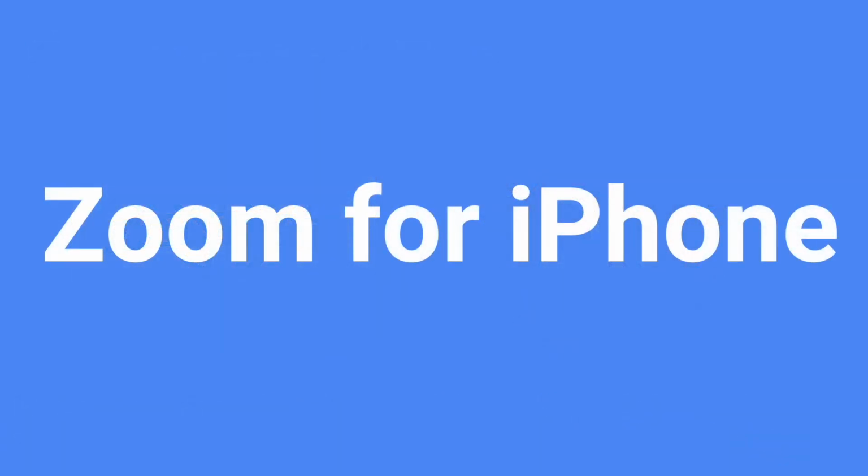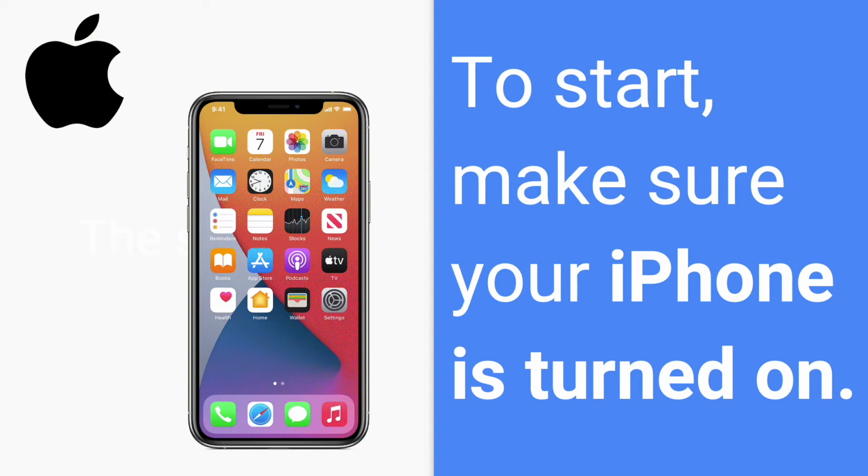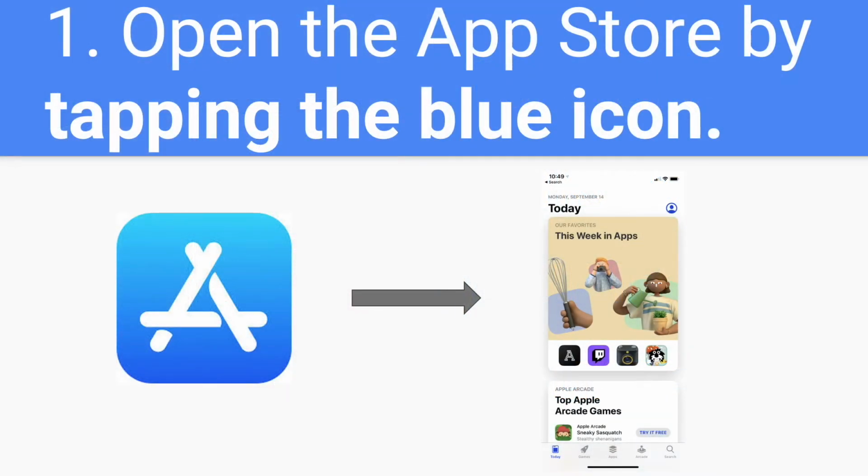In the first part of this video, we will go over how to use the Zoom application on an iPhone. To start, make sure your iPhone is turned on. Once your iPhone is turned on, open the App Store by tapping the blue icon. It should look like the blue square that you see on your screen now.